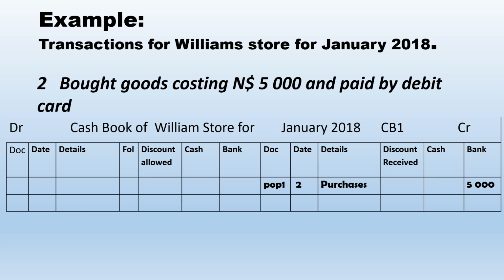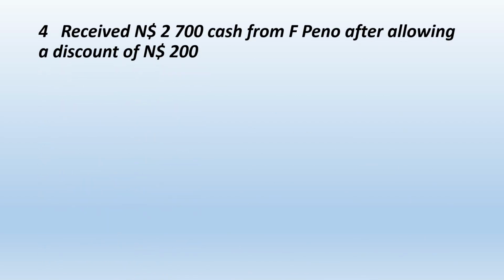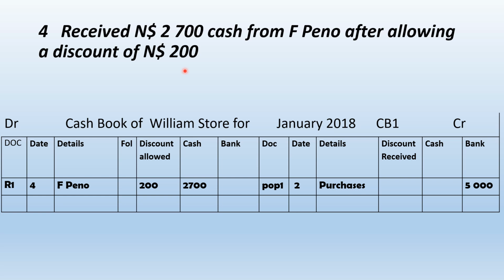Next example. So on the 4th, we received 2,700 cash from F Peno after allowing a discount of 200. So F Peno was maybe owing us, and then he had to pay us some money, so we received 2,700, and then after we allowed, or we gave him a reduction of his amount. So how do we record this transaction?